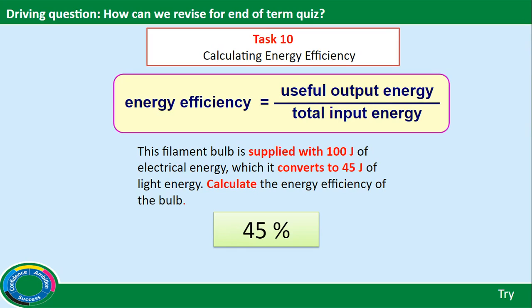You can look at the previous presentations if you're struggling with energy efficiency. It is the useful output energy divided by the total input energy. So the useful output would be 45 and the total input will be 100 joules. If you divide 45 by 100, you will get 0.45, and you have to multiply the answer by 100 to calculate the percentage, giving 45 percent.